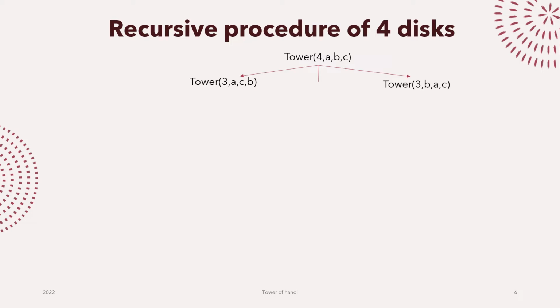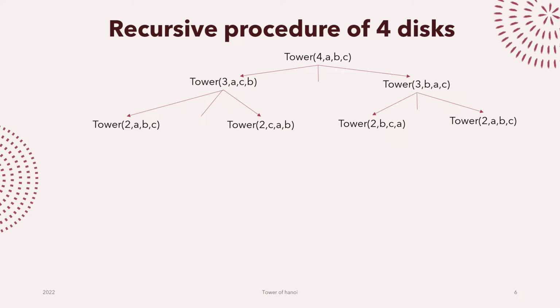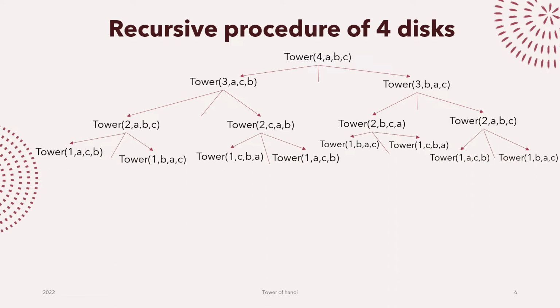So after calling these functions, what will happen? This first function will also be divided into another two parts, and the other function also will be divided into another two parts. Like this, as n is not equal to 0, again this will be divided into two parts. So this work will be done here.